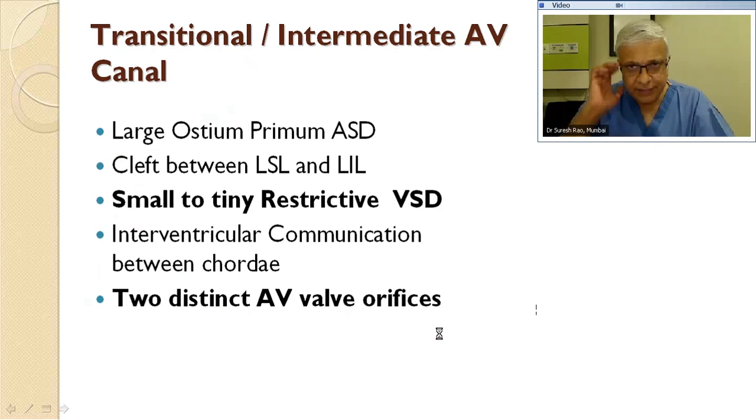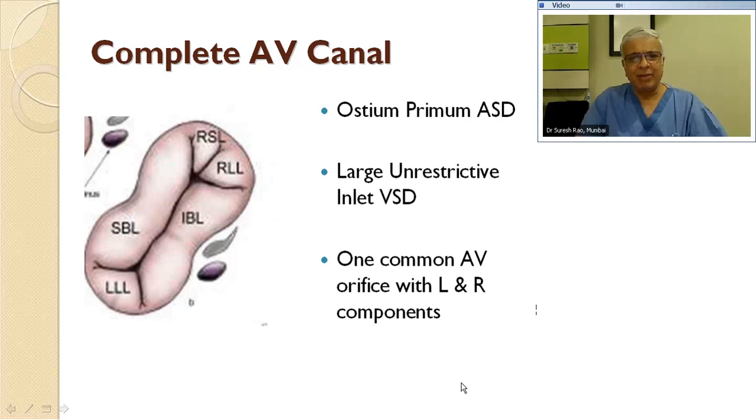Then we have the transitional or intermediate AV canal. It's very similar to the partial AV canal, except for the fact that there's a small to tiny, but restrictive VSD. That's the most important thing to understand. The VSD could be between the chordae and the attachments of the chordae, but certainly it is a restrictive VSD, and these children will not go on to develop pulmonary vascular disease, and they very much behave like a partial AV canal.